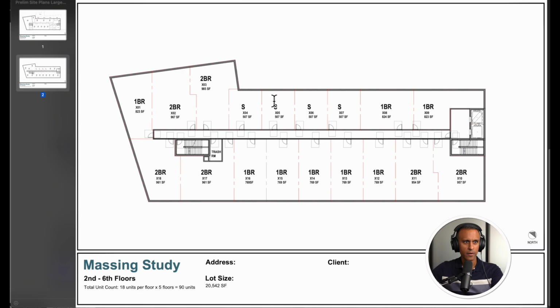Jump to the upper floor. So the upper floors from the 2nd through the 6th floors are all common in layout. It's a mixture of studios, 1 bedrooms, 2 bedrooms. Here there's about 18 units per floor, and everything is a common layout from the 2nd through the 6th floor.